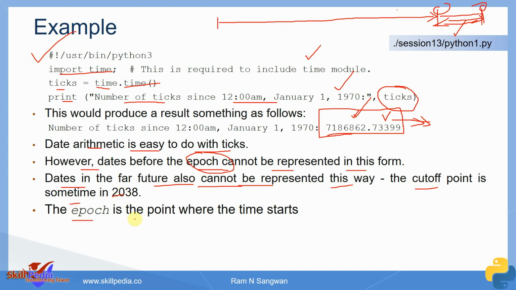So the epoch is the point where the time starts, the starting point. As per this time module in Python, the epoch starts at this point. So we can't go before this time. We cannot find out time or date before this particular date if we follow the time module.